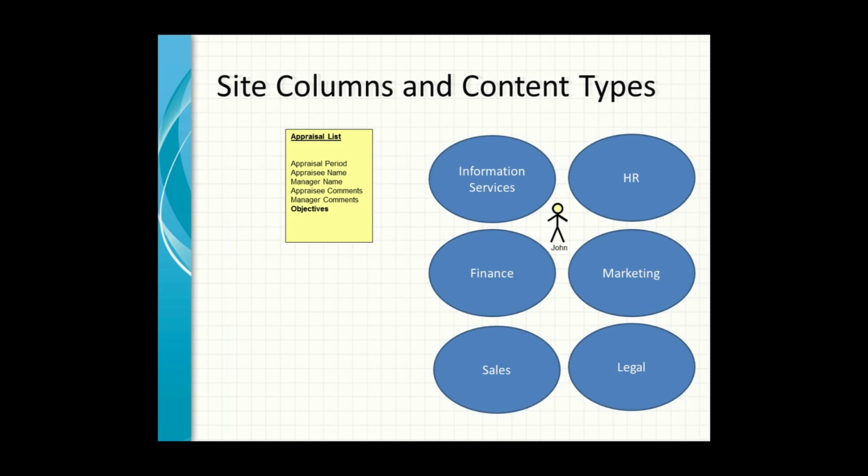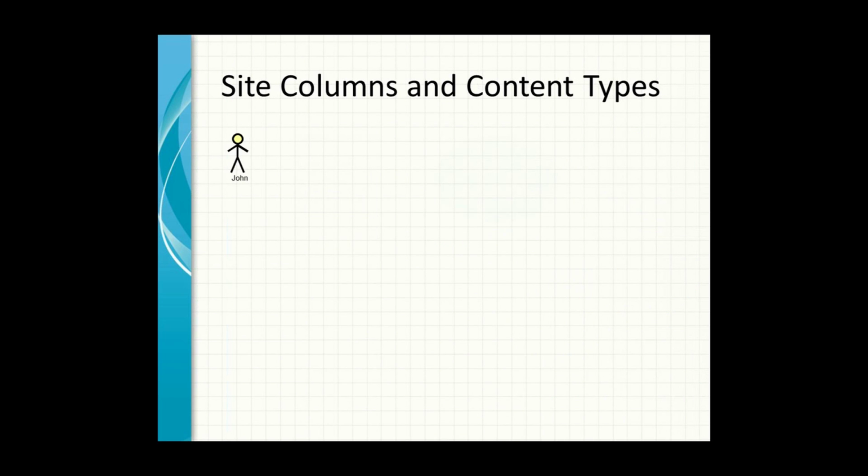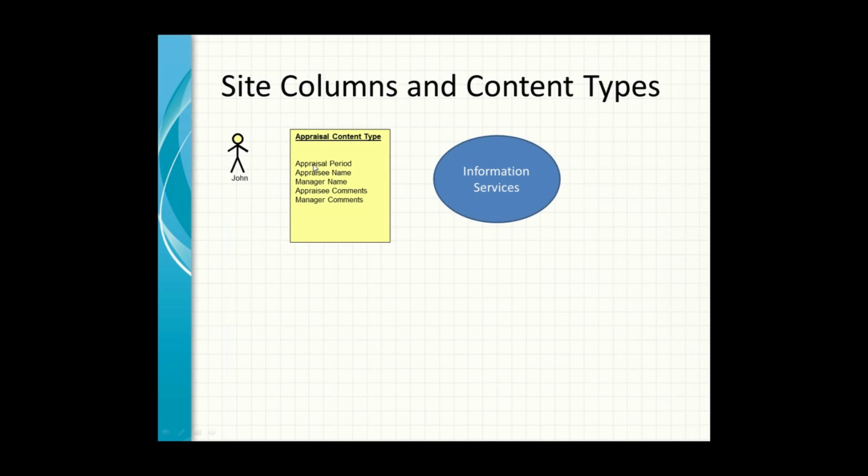It could have all been so different, however. If John had created a definition of which columns worked together usefully, he could have created these as site columns so that they could be used in different places within the site and reused. He could have created this as a content type, which is effectively a template of which columns you might want to use again together.